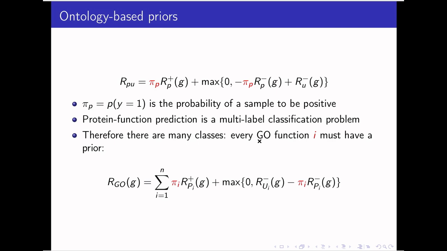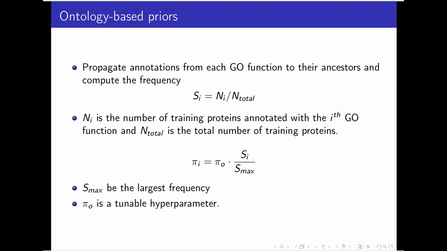every GO function must have a different prior, because in the previous results that I showed, this pi p was always the same for all the GO functions. However, given the hierarchical nature of the GO functions, GO functions very close to the root in the GO hierarchy will be more likely to be annotated with certain proteins. So the class priors should be higher than for a GO function which is very close to the leaves in the hierarchy. So following that idea, we decided to compute the priors based on the initial annotation frequency.